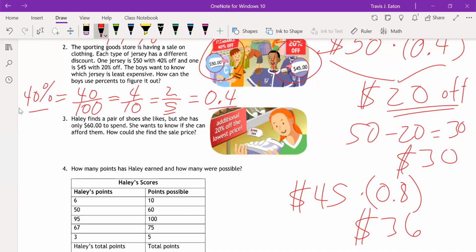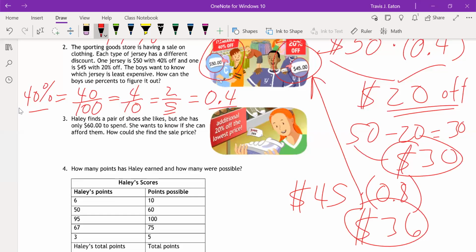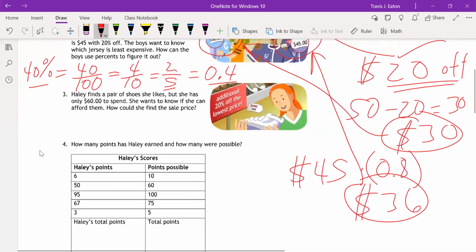So the dark blue jersey ends up being $36. And the light blue jersey was $30. So we figured out which one is least expensive by using percents, and we did it in a couple of different ways. And we'll talk more about these methods as we move on through the percentage unit. It's all good. Now let's take a look at the next question.